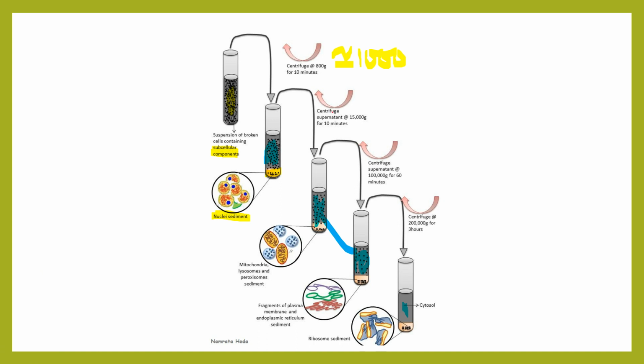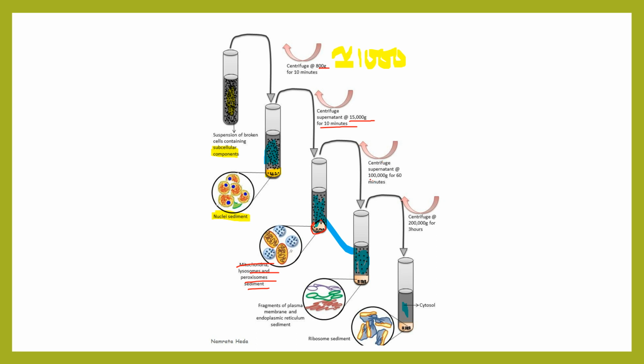Then we centrifuge at 800 G, and we got the nuclear sediment. Then we centrifuge the supernatant at 15,000 G for 10 minutes. Then we have got mitochondria, lysosome, and peroxisome sediment, that is the pellet. Here, this is the pellet.